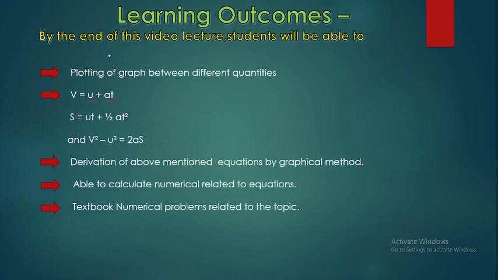Learning outcomes. By the end of this video lecture, students will be able to plot graphs between different quantities, know the equations of motion v is equal to u plus at, s is equal to ut plus half at square, and v square minus u square is equal to 2as, derive the above mentioned equations by the graphical method, and calculate numericals related to the equations, including textbook numerical problems related to the topic.